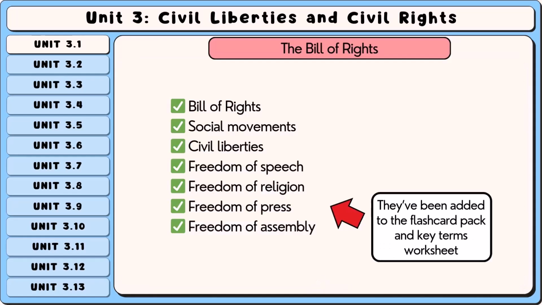Okay, that brings us to the end of our lesson on the Bill of Rights and how it protects civil liberties. On the screen now are the key terms from this lesson.